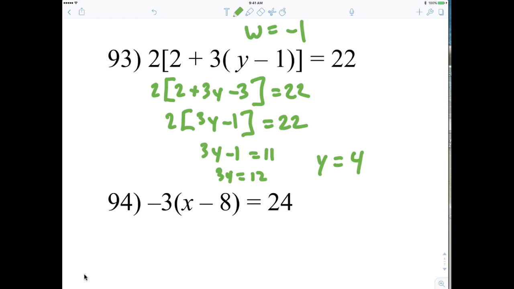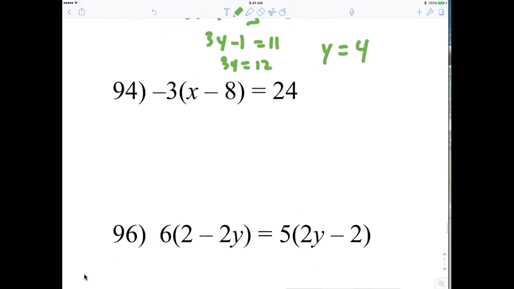All right. Now I'm looking at 94. 94, what do I have to do? No. Divide by -3. Good. If you distribute, you're fine. All right, but I'm trying to get you, look, make things easy. Divide by -3. X minus 8 equals -8. Right? So x had to be what? 0. 0 is a good answer.